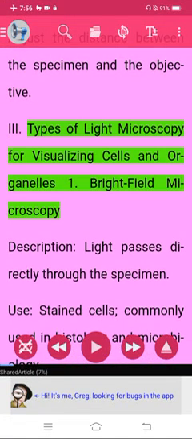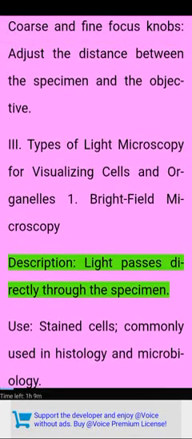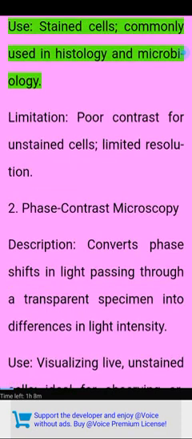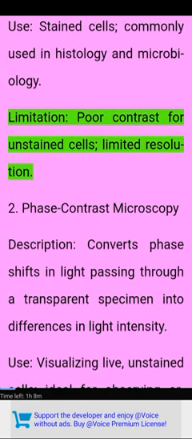3. Types of light microscopy for visualizing cells and organelles. 1. Bright field microscopy. Description: light passes directly through the specimen. Use: stained cells, commonly used in histology and microbiology. Limitation: poor contrast for unstained cells, limited resolution.